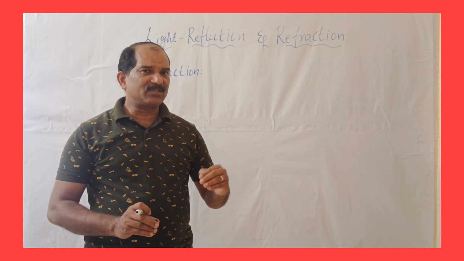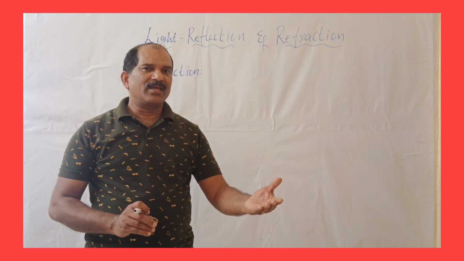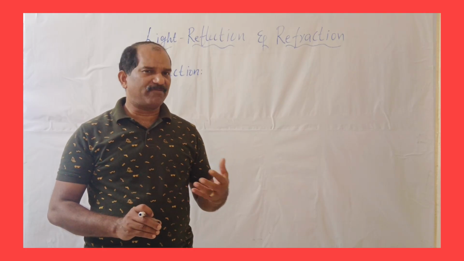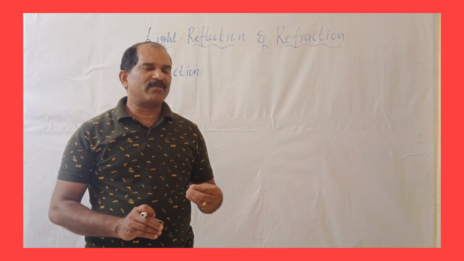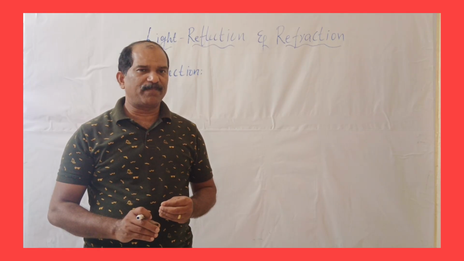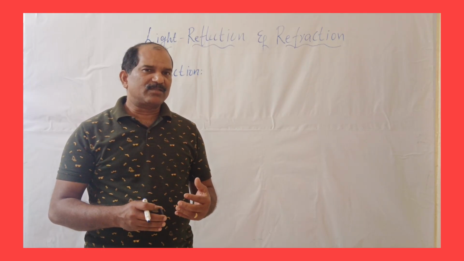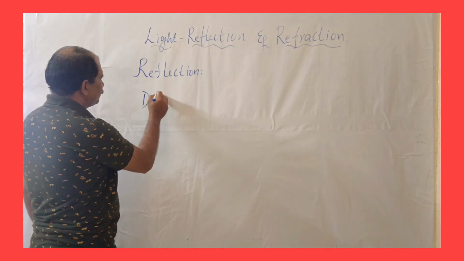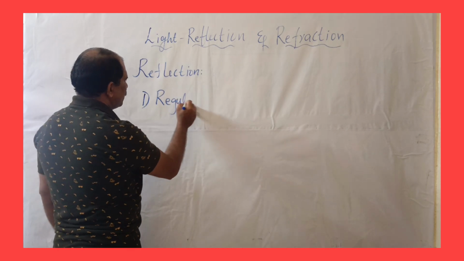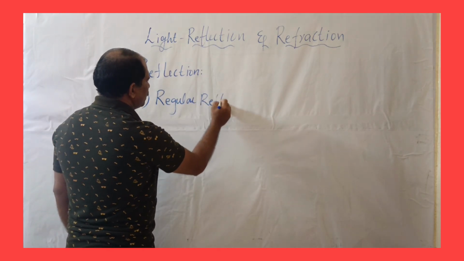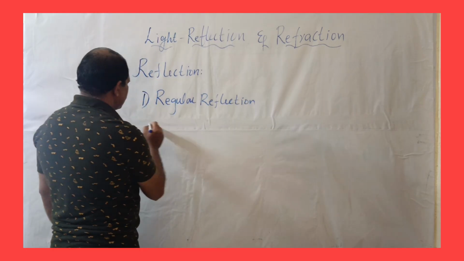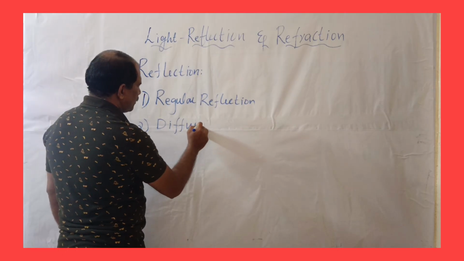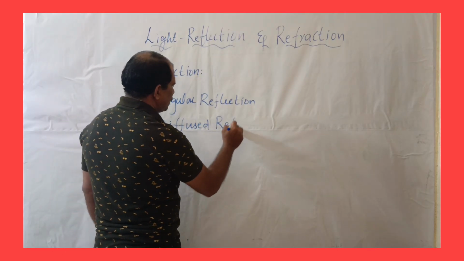If light falls on a body, interacts with the body and then comes back, reflects back or bounces back, in different ways we can say it, this phenomenon we call reflection of light. These reflections we mainly classify into two. One is regular reflection. The second one is diffused reflection.